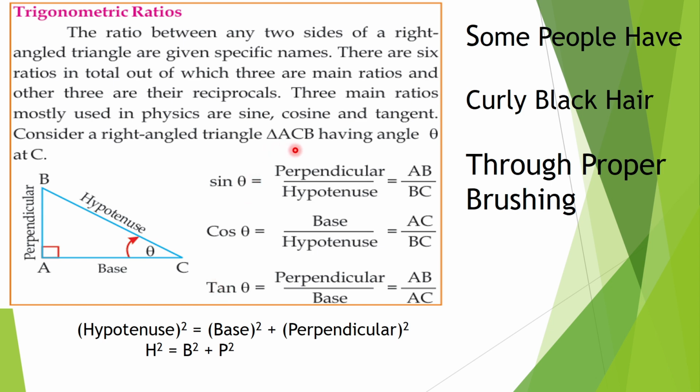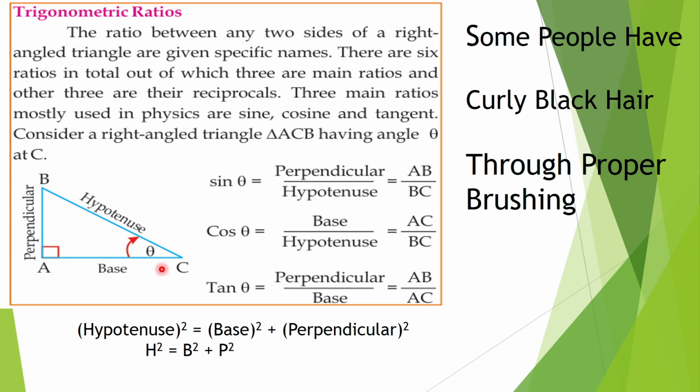So consider triangle ACB having angle theta at C. This is a right angle triangle ABC which has theta at point C. So sine theta will always be equal to perpendicular upon hypotenuse. Now this is our perpendicular, this is our hypotenuse and this is our base. So now let's try to understand how we can recognize these sides of the triangle.